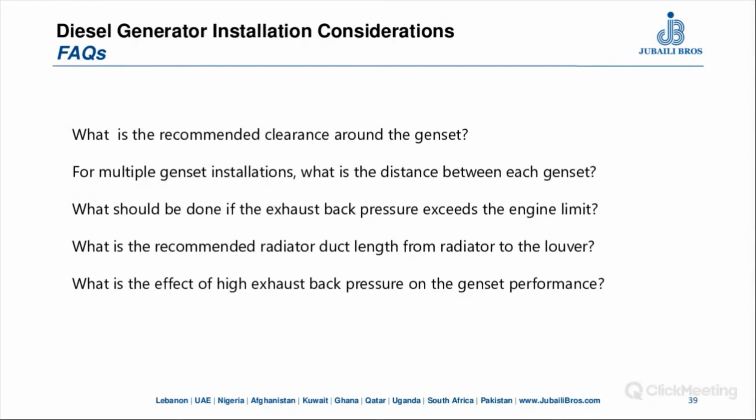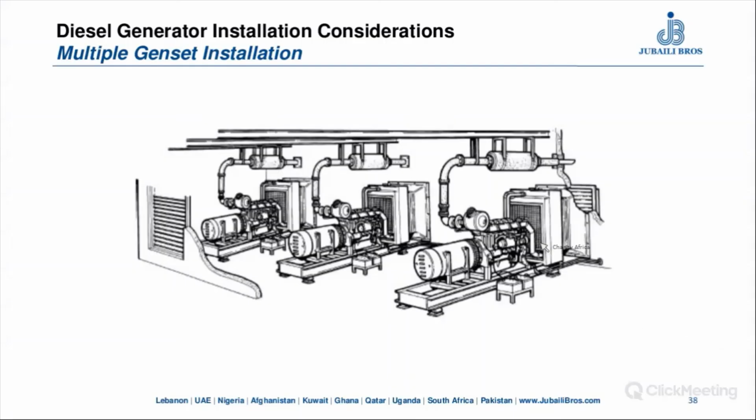So from earlier here, this genset should have 2 meters of gap from this one so as to facilitate for the maintenance. This genset should also have 2 meters of distance from the other genset, and from the wall, it should have 1 meter of distance.